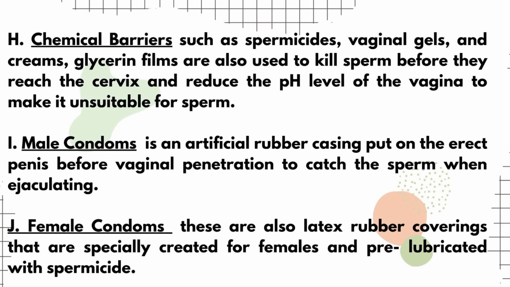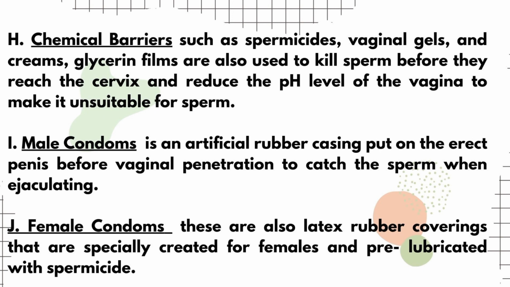The third artificial method is chemical barriers such as spermicides, vaginal gels, and creams. Glycerin films are also used to kill sperm before they reach the cervix and reduce the pH level of the vagina to make it unsuitable for sperm. Chemical barriers can be bought in the pharmacy without medical examination or prescription from the doctor.